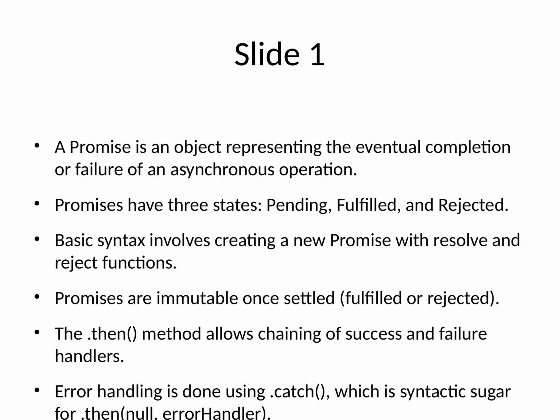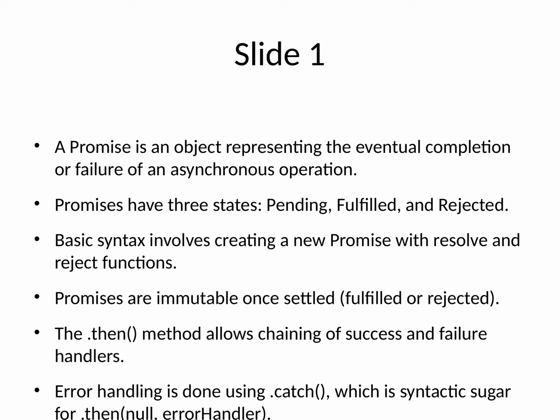In JavaScript, a promise is an object that represents the eventual completion or failure of an asynchronous operation, along with its resulting value. Promises provide a cleaner and more manageable alternative to callbacks, helping developers avoid the infamous callback hell. Promises can exist in one of three states: pending, which is the initial state; fulfilled, indicating the operation completed successfully; and rejected, meaning the operation failed. Once a promise is settled, either fulfilled or rejected, it becomes immutable and cannot change states again.